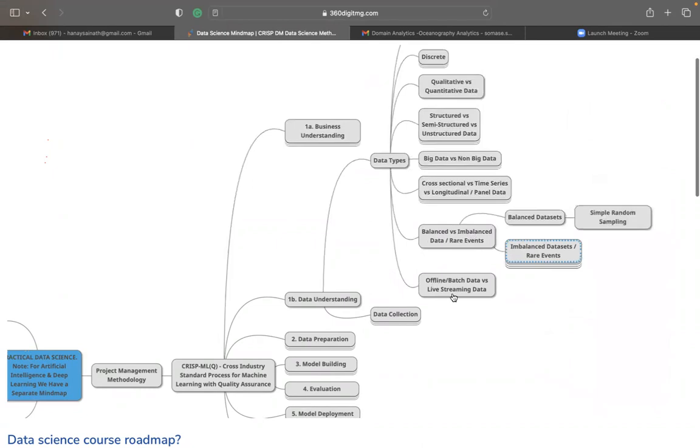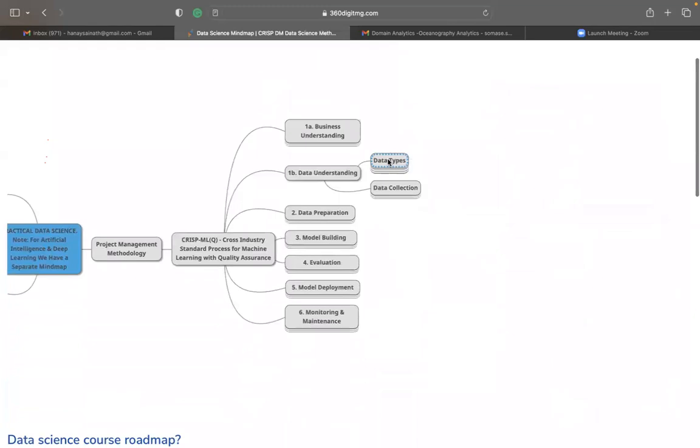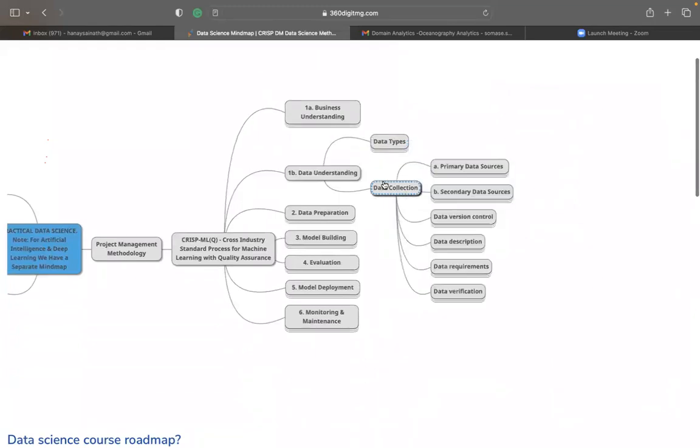Then we have offline data versus live streaming data. As I told, live streaming means live data types. Here in the data collection, we have primary data source, secondary data source, data version control. Then we have data description, data requirements, and data verification.